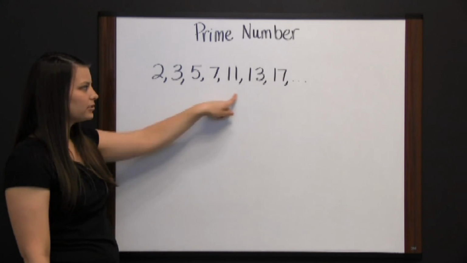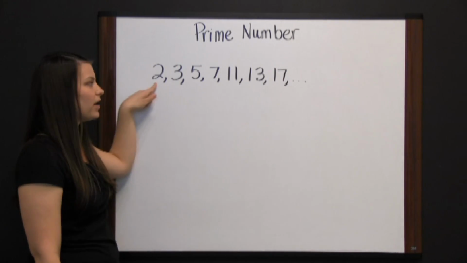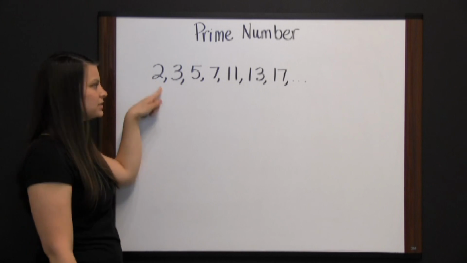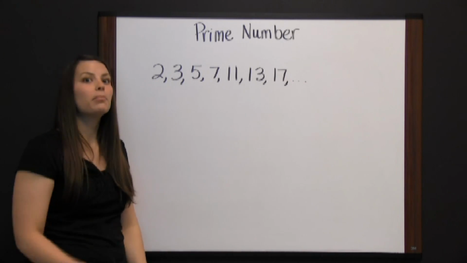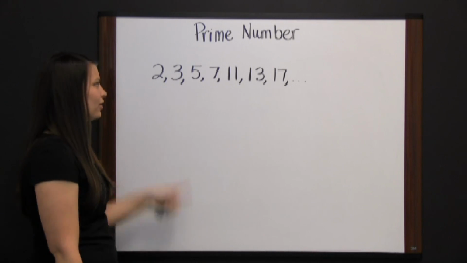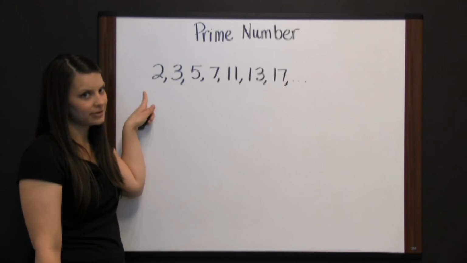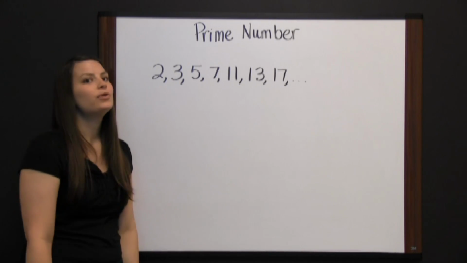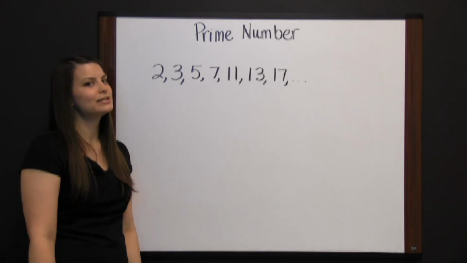So prime numbers are numbers that can only be divided by 1 and itself, and composite numbers would be all the other numbers. However, 1 is neither. 1 is neither prime nor composite. It's special.